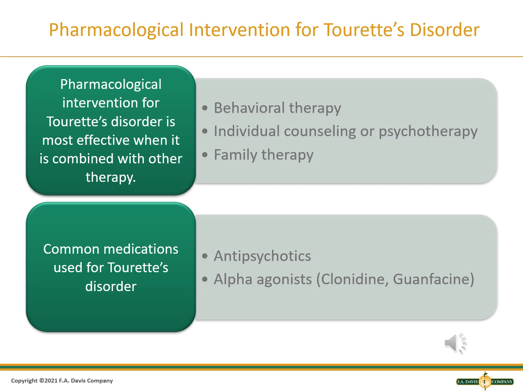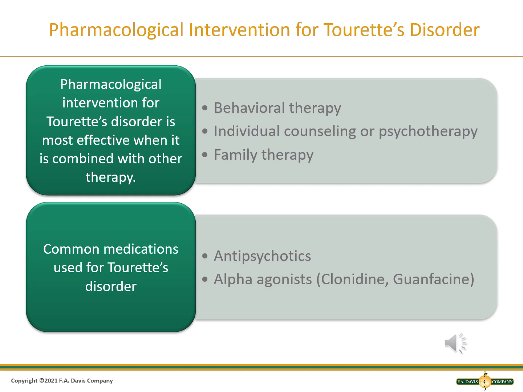Systematic review of current evidence supports the efficacy of antipsychotic agents, both typical and atypical agents, and the use of alpha-2 adrenergic agonist agents, such as clonidine, in treating tics. Pharmacotherapy is most effective when combined with psychosocial therapy, i.e. behavioral therapy, individual counseling, or psychotherapy, or family therapy.